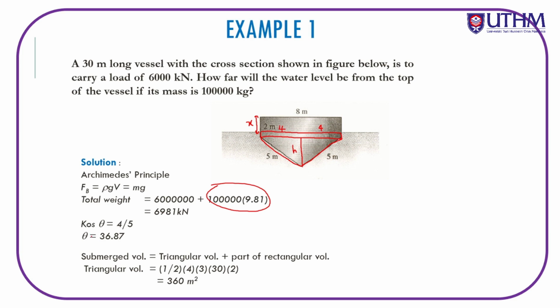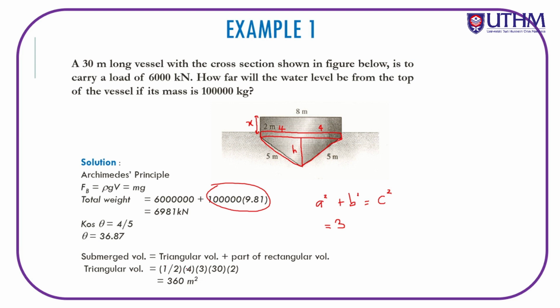So awak nak pakai Soh Cah Toa pun boleh, ataupun kita boleh pakai Pythagoras theorem, which is a square plus b square equal to c square, which is c square ni adalah hypotenuse, a ni adalah bahagian 4 ni, dan b ni adalah bahagian h ni. So bila dikira kita akan dapat total value untuk h ni adalah 3.